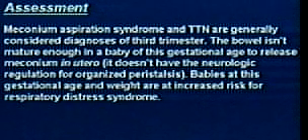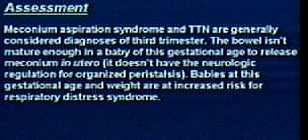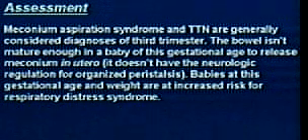Now, as far as the assessment, if we thought about the meconium aspiration syndrome and transient tachypnea of the newborn, generally these are going to be considered a diagnosis of the third trimester. You have a premature baby, so these are really ruled out. So instantly you can rule those out. The bowel isn't really mature enough for an infant of this gestational age to release meconium in utero. Why? Because it doesn't have the neurological regulation for organized peristalsis.